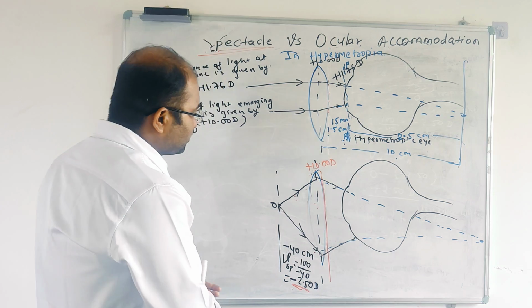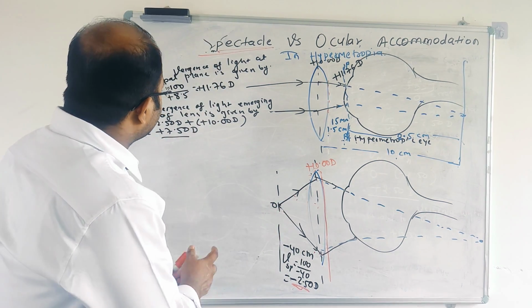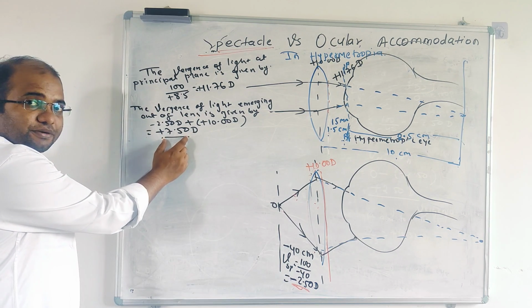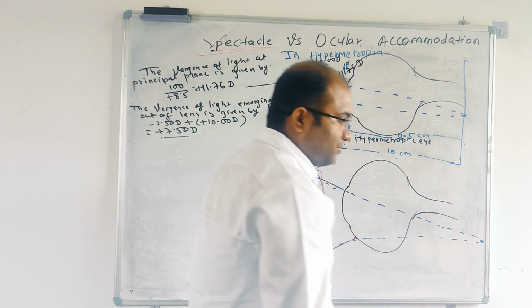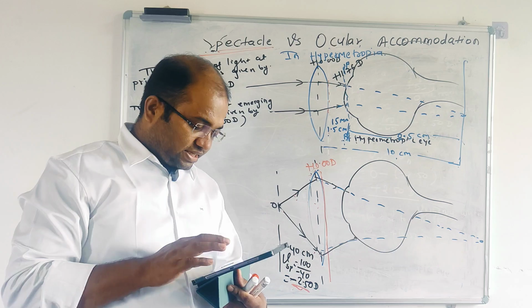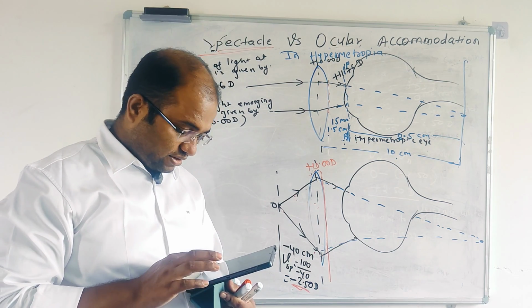So divergence is how much? Plus 7.50 diopter. So the divergence length will be how much? Reciprocal of this power. Are you getting it? So reciprocal of 7.5, how much will you get? As this 7.5 is in centimeter, I can directly do 100 by 7.5, right?